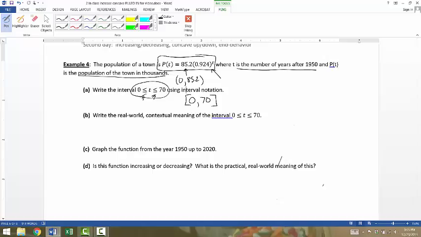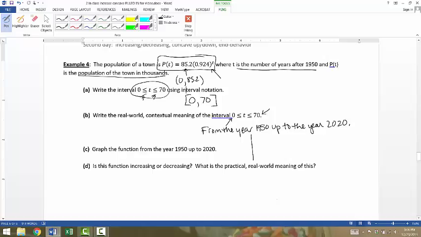And it says to write the real-world contextual meaning of this interval. T represents the number of years after 1950. So 0 here represents 0 years after 1950. It's saying from the year 1950, that'd be 0 years after 1950, up to 70 years after 1950. So that would be the year 2020. It's saying that we should only consider this P of t function from the year 1950 up until the year 2020. Graph the function from the year 1950 up to 2020.